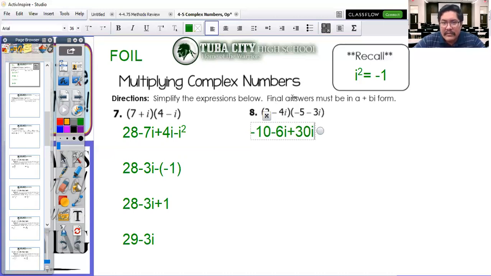Now I got to multiply the last numbers in both groups. That'd be negative times negative, which would be positive. And now we need to multiply 4 and 3, so that'd be 12i squared. Combine our like terms. So far I only have one real number now, and it looks like I have 30i minus 6.